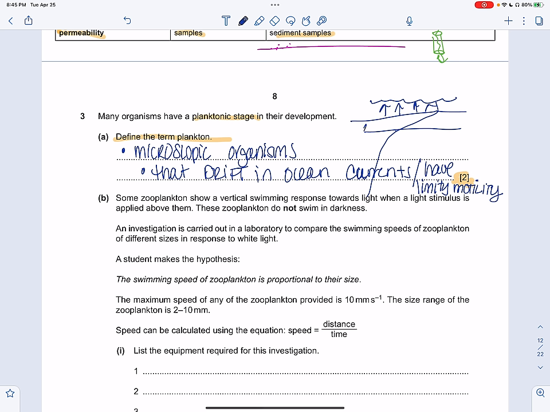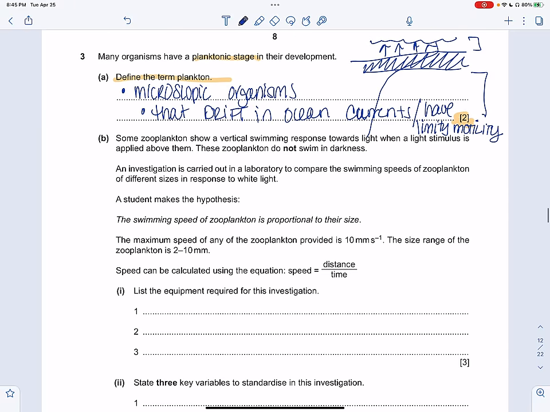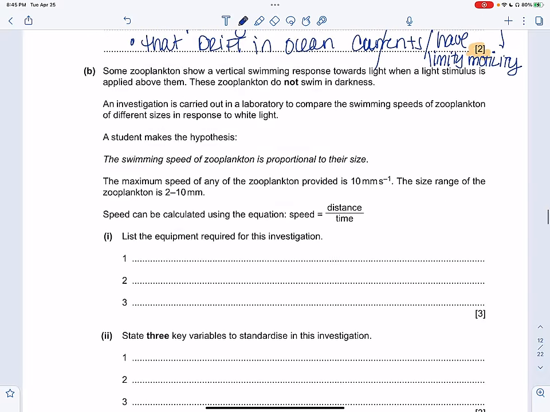This thermocline causes a pretty good density difference. So things at the surface stay at the surface, things at the bottom stay at the bottom. I don't remember what exam it was, but there was a question recently that said define the term zooplankton. So still we're going to say they drift in ocean currents, they have limited motility, but they are consumers, primary consumers.